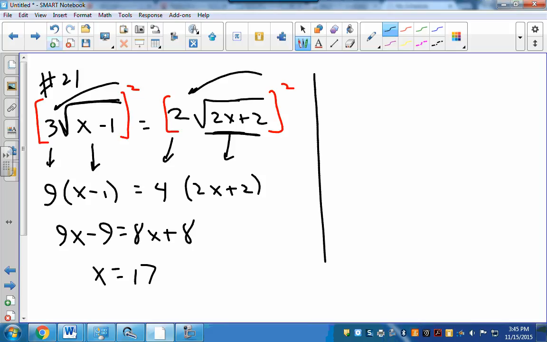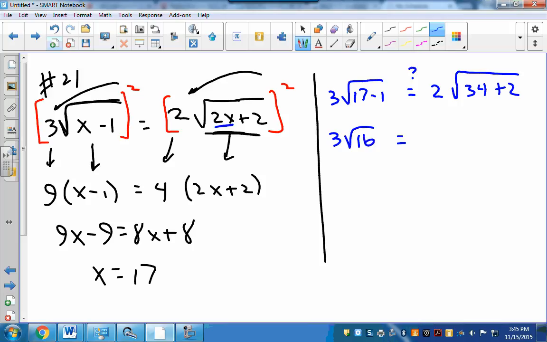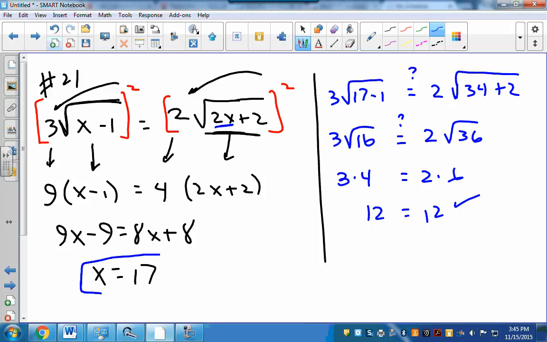Let's go ahead and check. We've got to go all the way back to the original. So 3 times the square root of 17 minus 1 is supposed to be 2 times the square root of, let's see, 2 times 17 is 34 plus 2. So this is 3 times the square root of 16 is supposed to be 2 times the square root of 36. 3 times 4, 2 times 6. Yep, 12 is equal to 12. That does check. So there's your solution. X is 17. That was problem number 21.